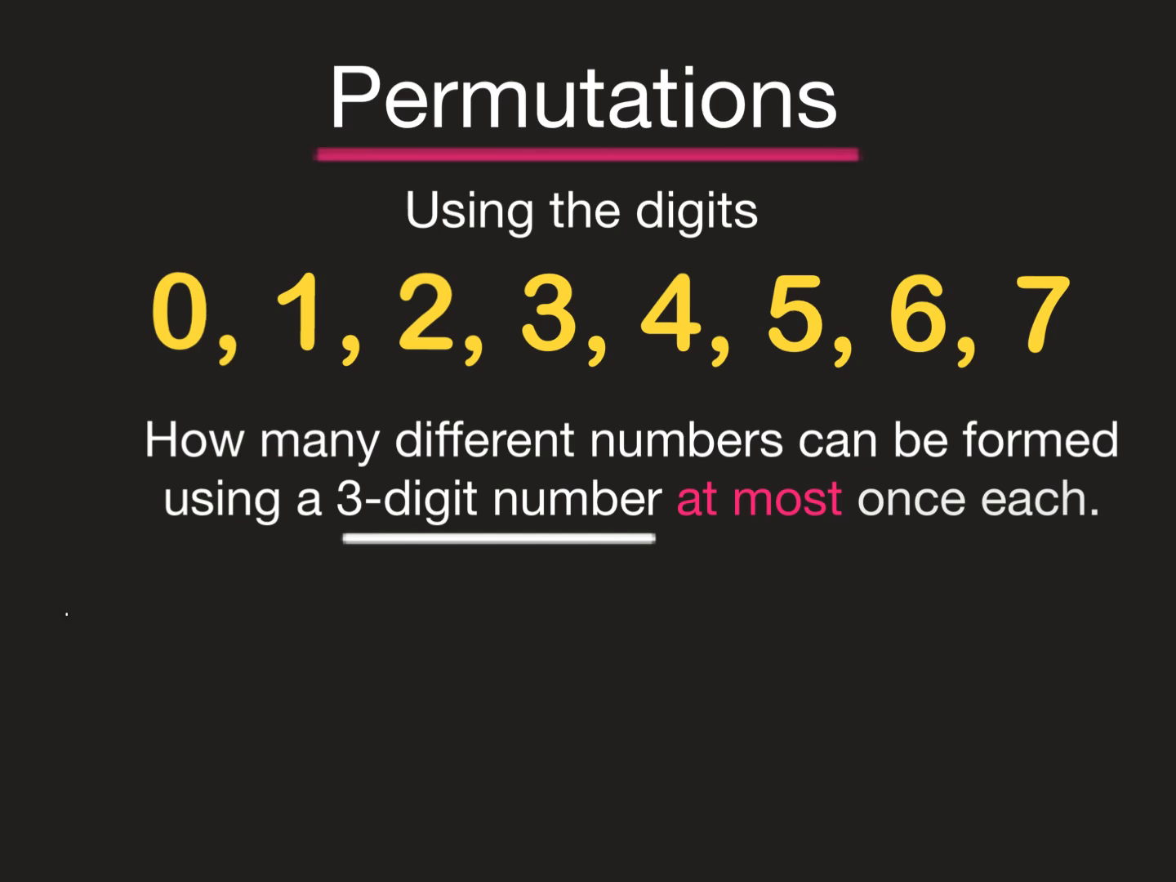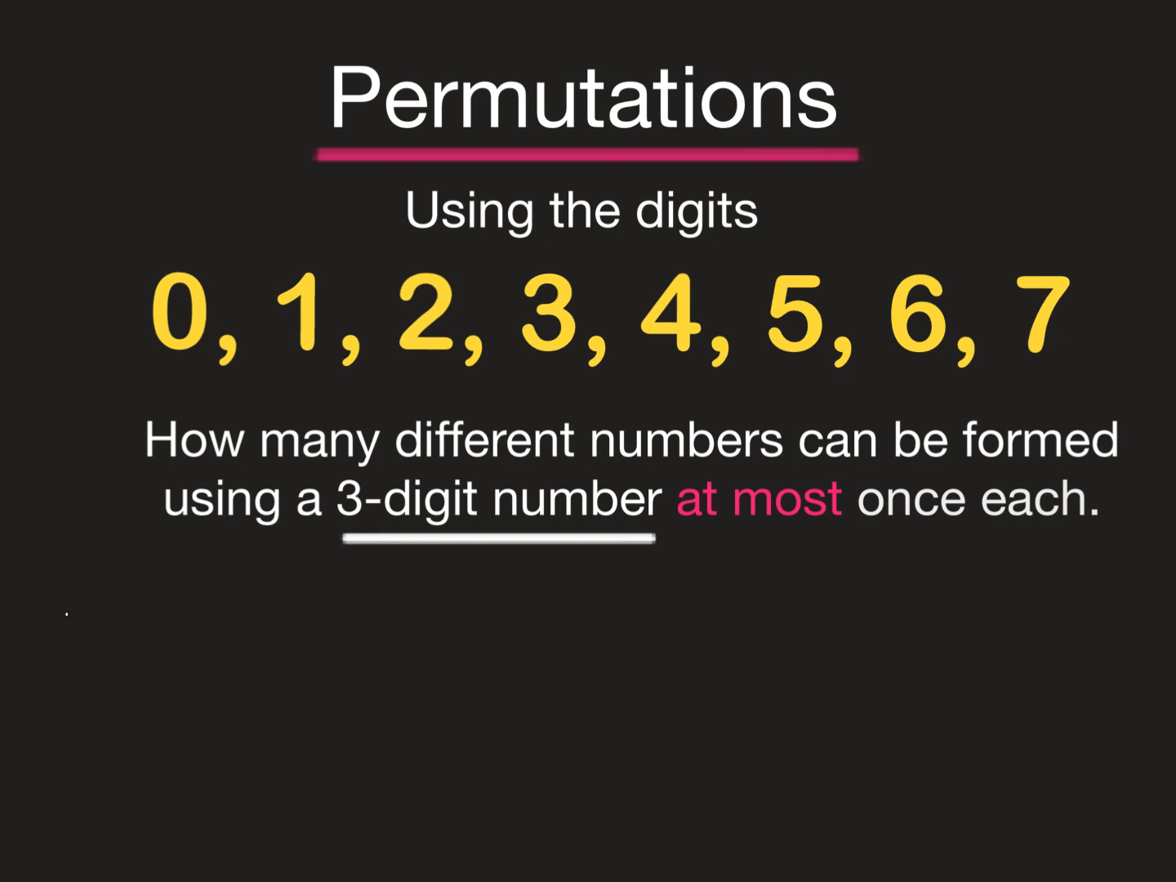Let's look at permutations using the digits 0, 1, 2, 3, 4, 5, 6, 7. All in all, there are 8 digits. Well, how many different 3-digit numbers can be formed using each digit at most once?